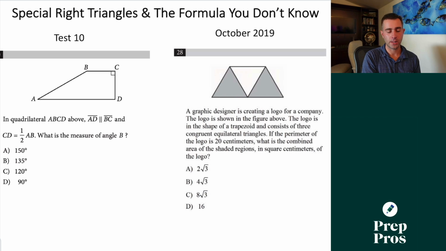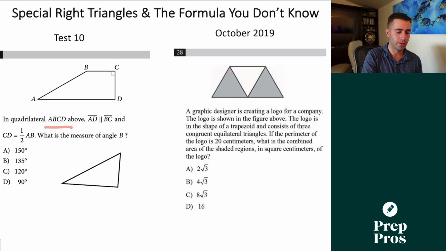Now in the quadrilateral above, ABCD, we're given that AD and BC are going to be parallel lines, and CD is 1/2 of AB. What is the measure of angle B? This looks nearly impossible to solve unless we're aware that the SAT loves to make difficult questions around special right triangles. And I'm going to draw out that special right triangle, which we're going to be using here, and just knowing that we can be looking for these can make our life a lot easier. And I definitely do this a little bit slanted, but we'll work through this.